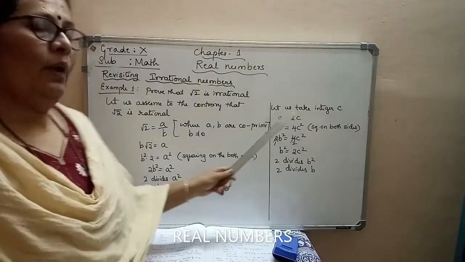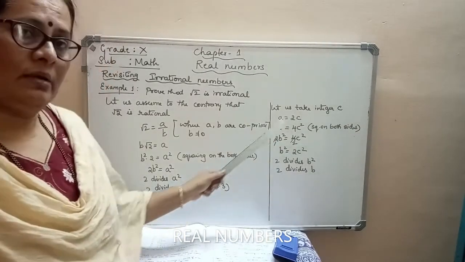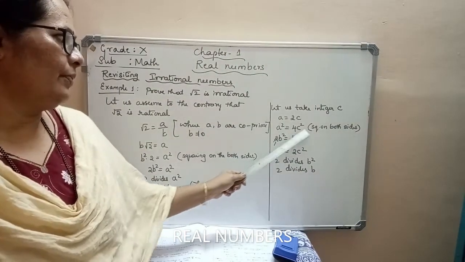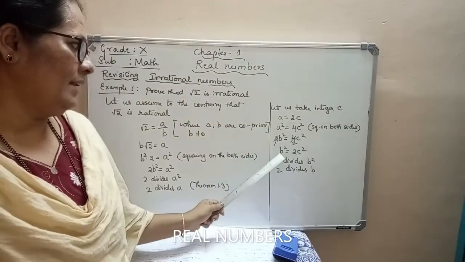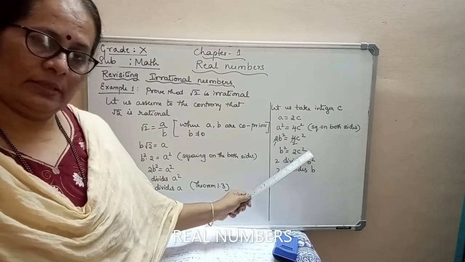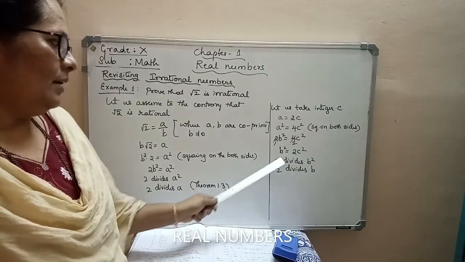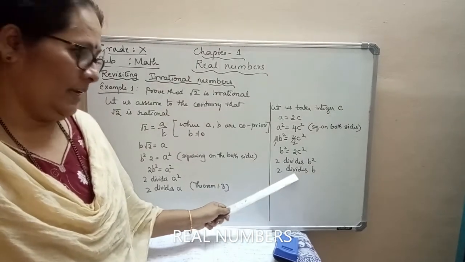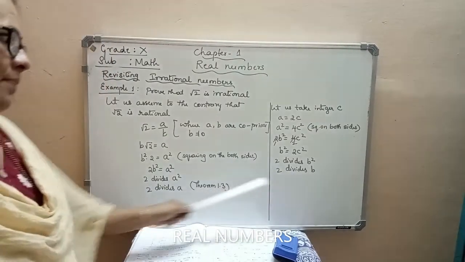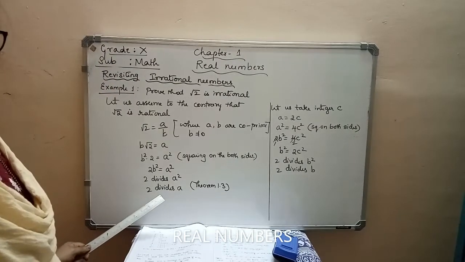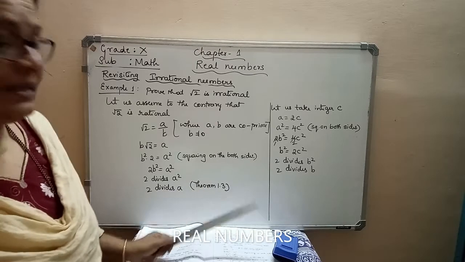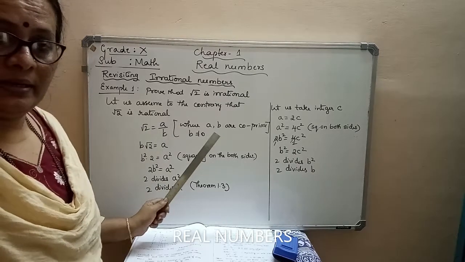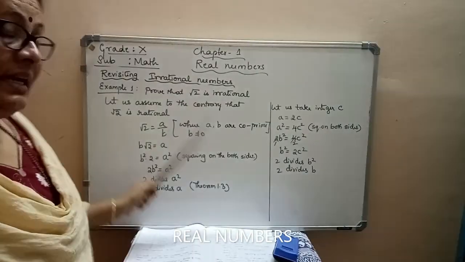Now we take one more integer c where a equals 2c. Then square it on both sides. You will get a square equals 4c square. Then simplify. You will get b square equals 2c square. But here you see, 2 divides b square and 2 divides b. Now here both a and b have common factor 2. So this contradiction has arisen because of a wrong assumption, that root 2 is rational. Therefore, root 2 is irrational.